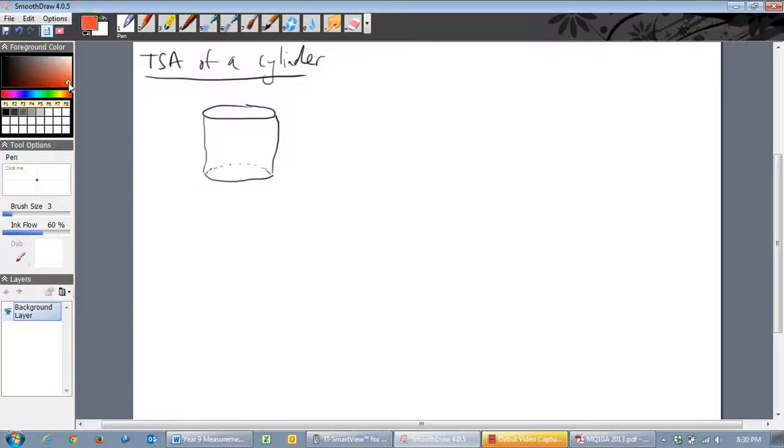We've got a cylinder, and we've got a cylinder of radius r and of height h. Okay, so there's our cylinder. So it could be a Pepsi can.